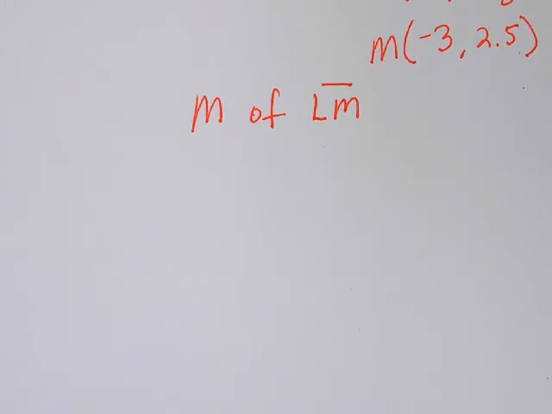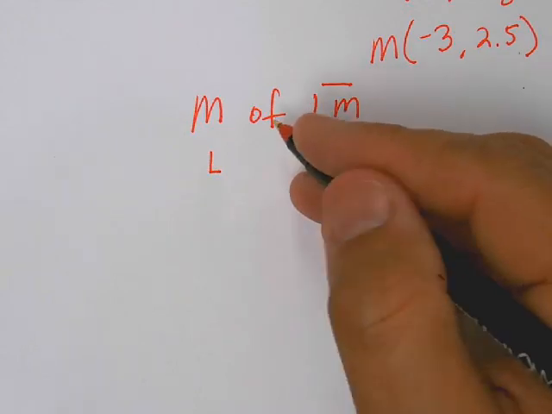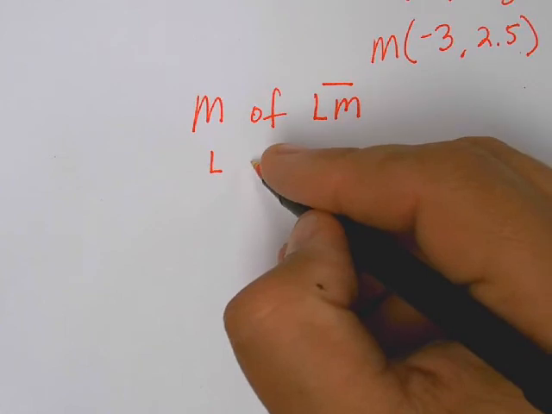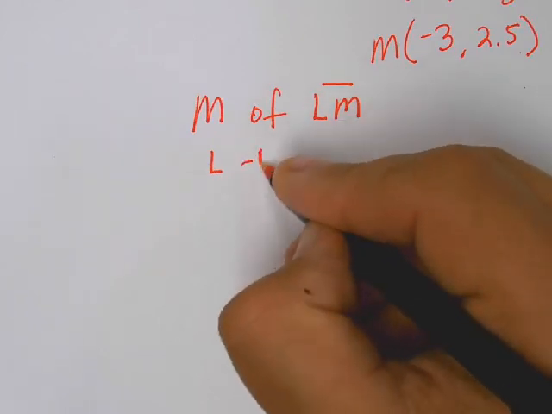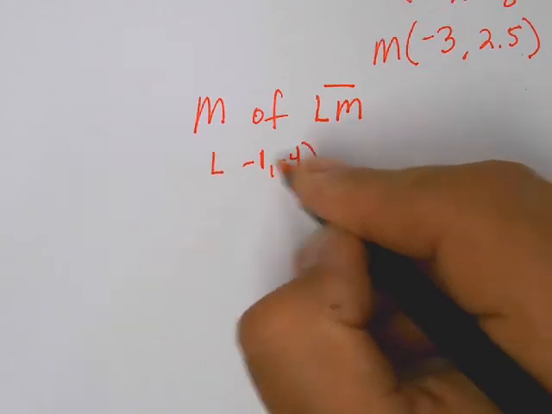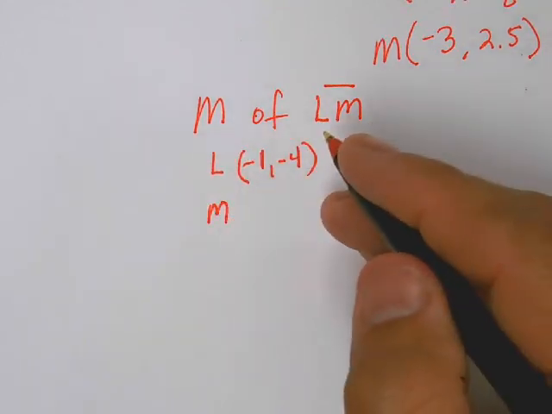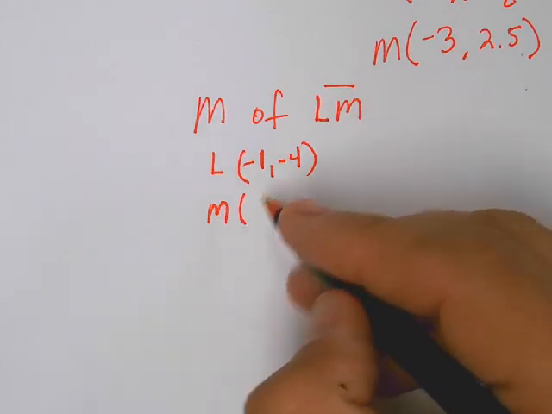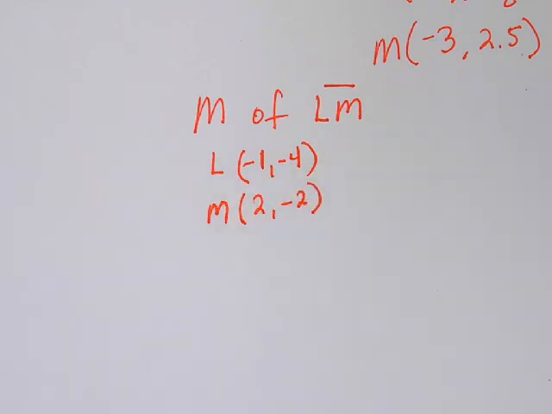Naomi, help me out. What's the coordinate of L? My eyes are bad. I can't see. Very good. -1, -4. Naomi, what's the coordinate of M? Very good. Good job. Find the midpoint between those now.